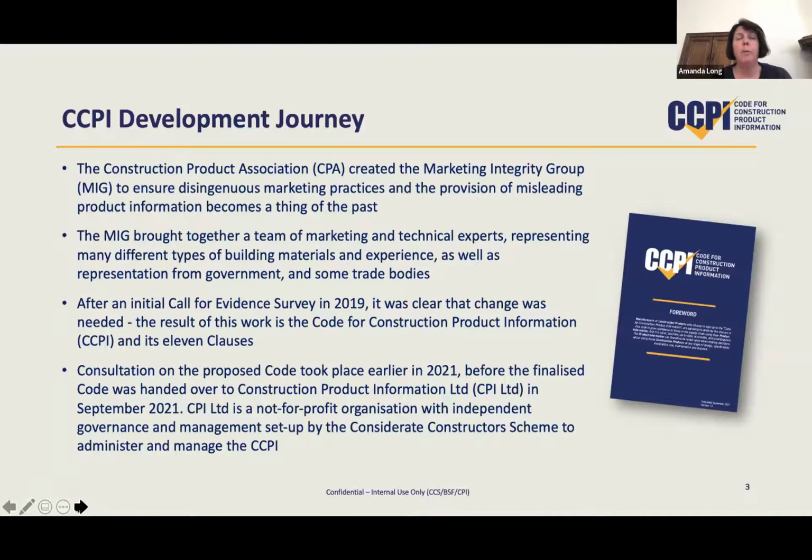And I was part of none of that. That all happened before the CPA came to myself and the Considerate Constructors Scheme, having seen what we'd done in setting up the Building a Safer Future Charter, and asked us, would we be willing to take on the code and assess it and verify it.